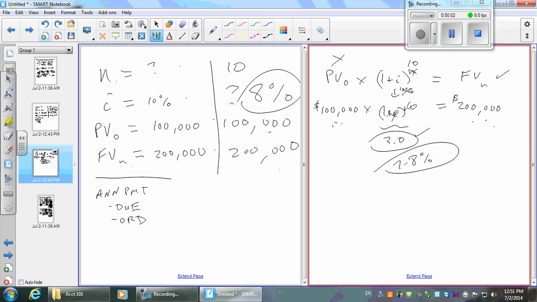Can you do this, guys? If I left out the present value or the future value, you could certainly calculate that, couldn't you? By the way, can you get interest rates and number of periods if it's an annuity?